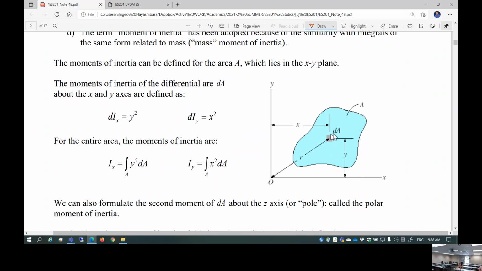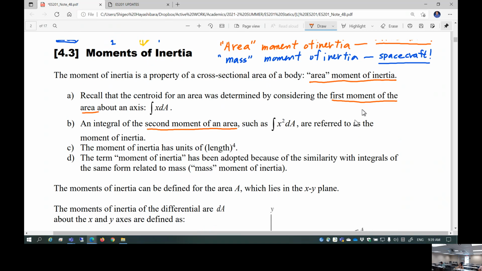You're going to choose a small tiny area dA at just about any location of this cross section A. This dA has a distance x away from the y-axis. This area is distance y away from this x-axis. Take a square of it. That's called the moment of inertia of this dA. It's just how much distance away this area is from a given axis. Okay? So obviously, if this dA is really, really far away, it's going to be a larger moment of inertia. That's exactly what I'm talking about.